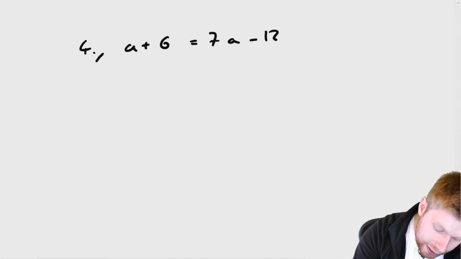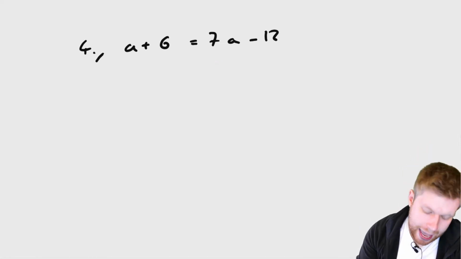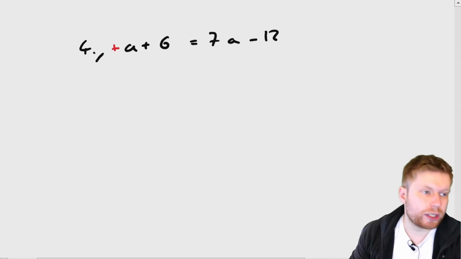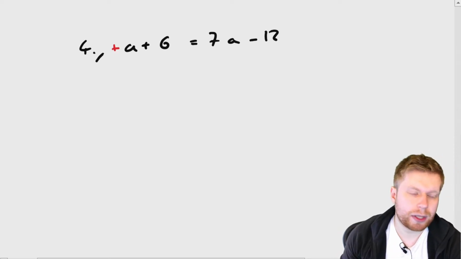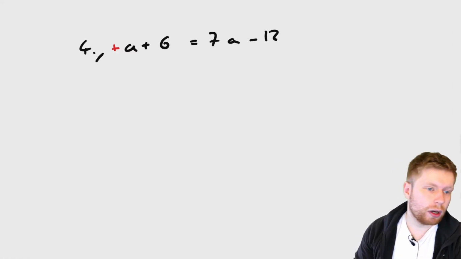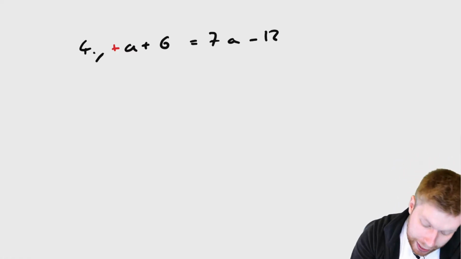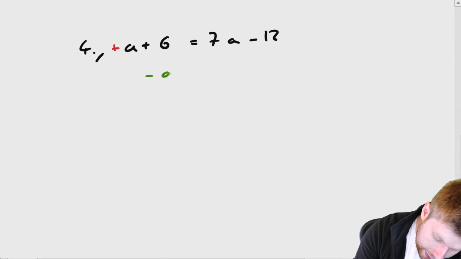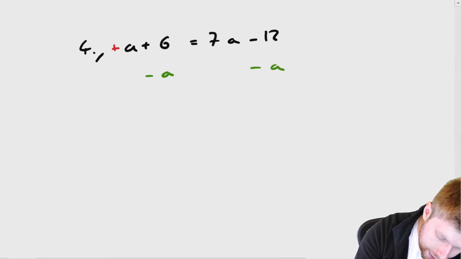So just remember, what is the sign in front of the a? Well, the sign at the moment is a positive, right? I just haven't bothered to write it, okay? So if I want to get rid of the a from the left-hand side, what have I got to do? Well, quite simply, I've got to take away a, okay? So the opposite of adding a is taking away a from both sides.